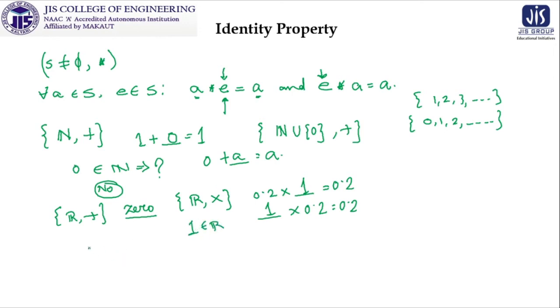But look at this. When your operation changes from plus to multiplication, your identity element changes. When your set remains same, but you are changing the operation, obviously you have changed the identity element, if it exists.